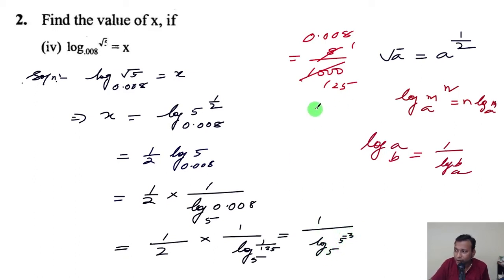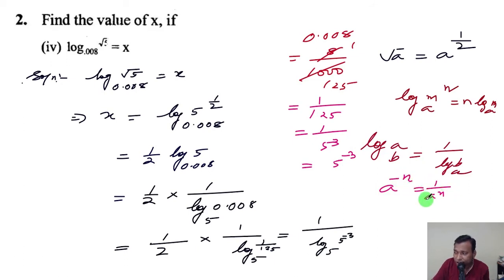Why is it 5 power minus 3? Look here. It is 1 by 125. 125 means 5 cube. And this 1 by 5 cube can be written as 5 power minus 3. Why? Because there is one more formula. If it is a power minus n, we write 1 by a power n. And if it is 1 by a power n, we write a power minus n. So 1 by 125 can be written as 5 power minus 3.